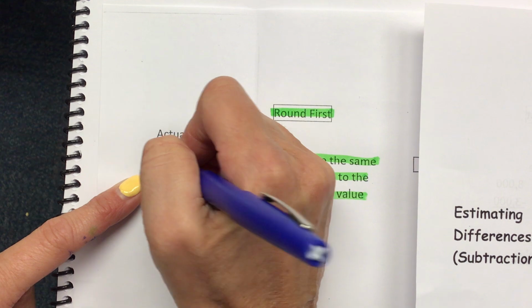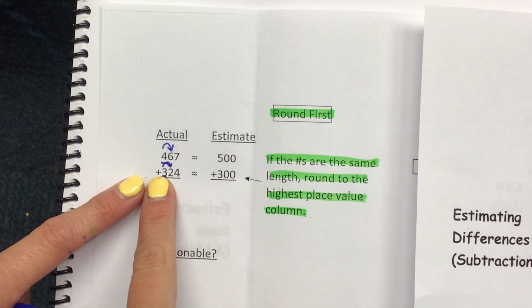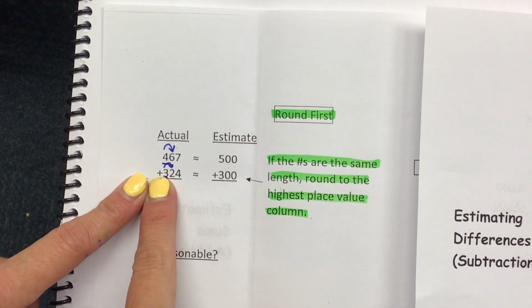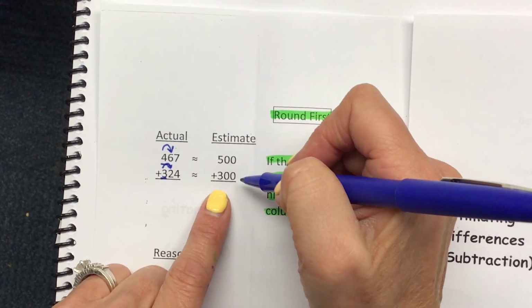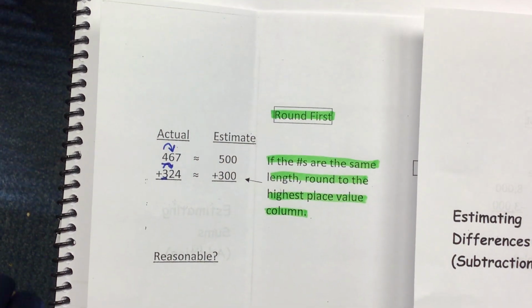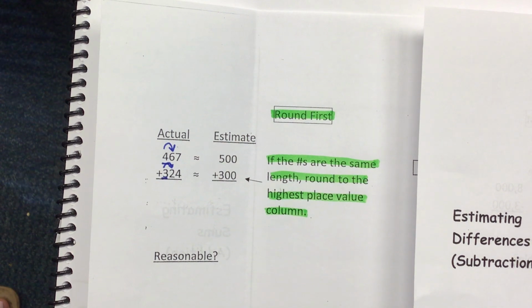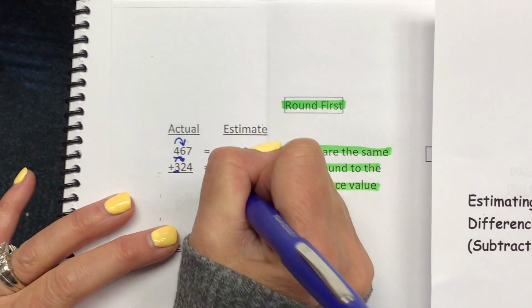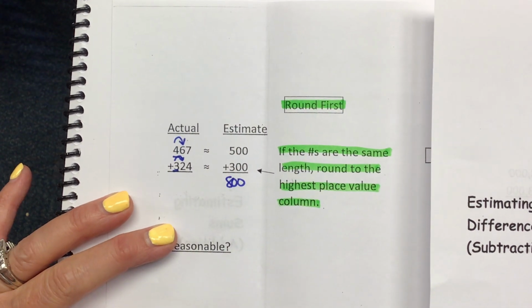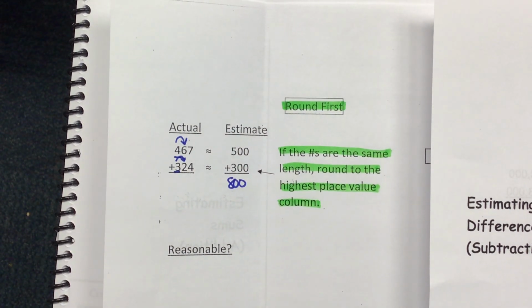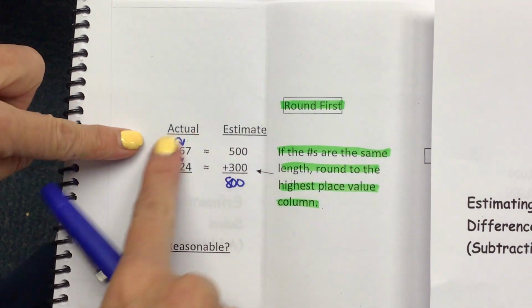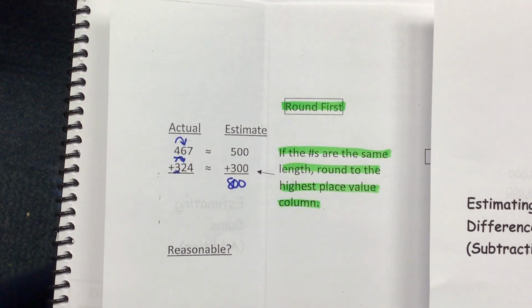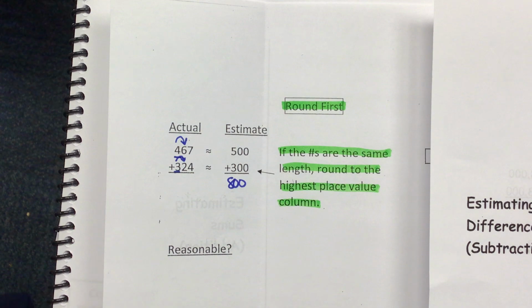Underline the 3, draw an arrow to the 2. Should I leave it a 3 or make it a 4? Ireland. Leave it a 3. So my estimate is 500 plus 300. We probably all already know the answer in our head. AJ, what's 500 plus 300? 800. Isn't that quick and easy? So this is what it means to check for reasonableness. When I add these two numbers, if I don't get something close to 800, my answer's wrong. Okay? It's a way to check.